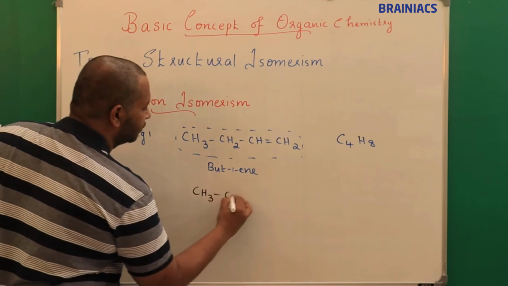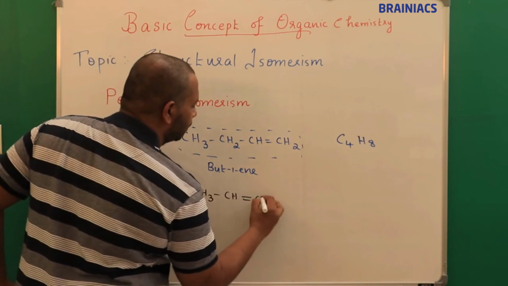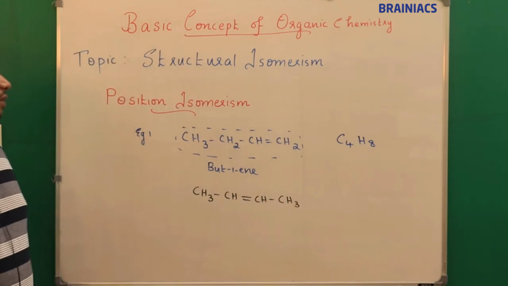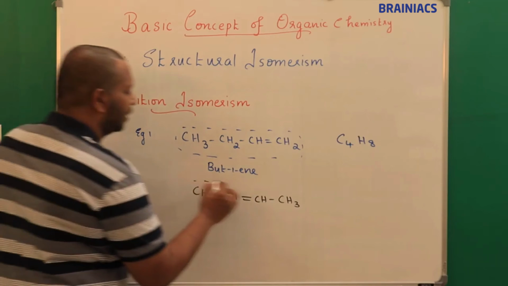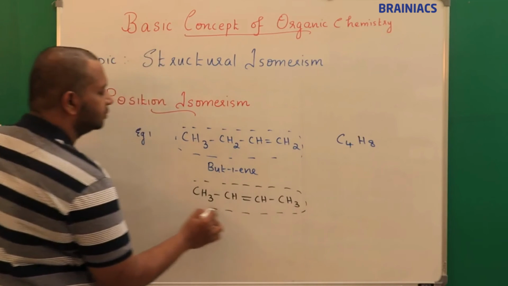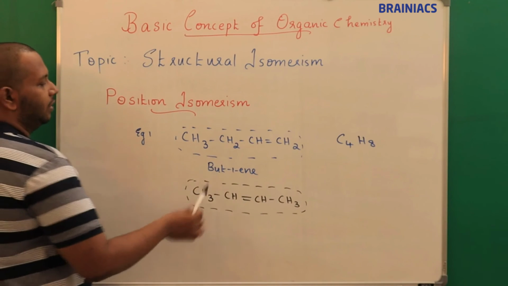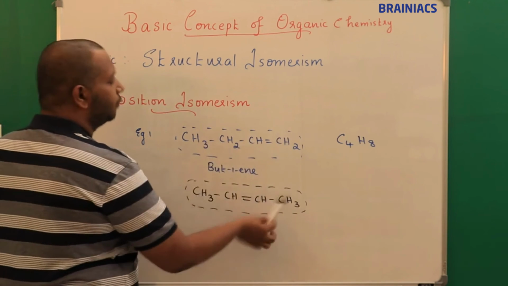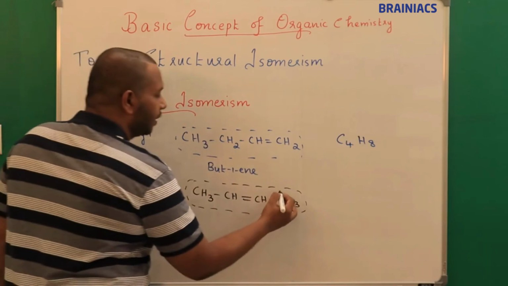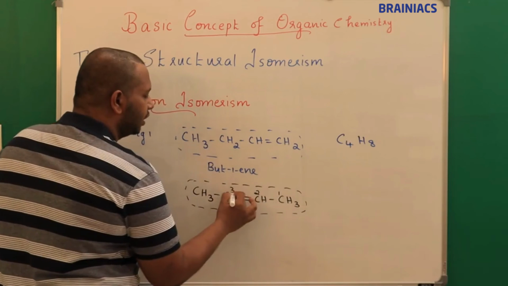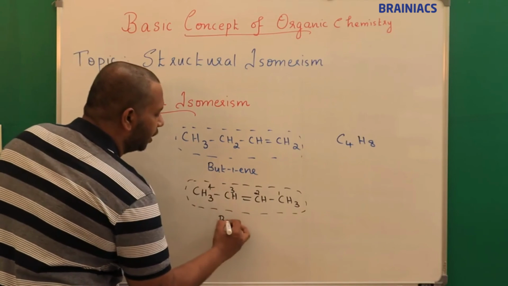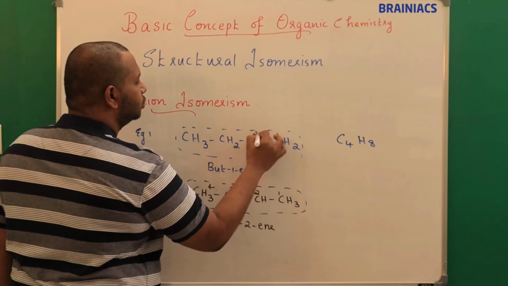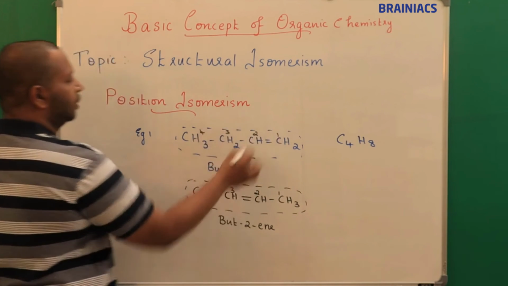CH3 CH double bond CH CH3. This is the compound. Now how can you relate this? Again I will select this as my parent carbon chain. Now if you see in this parent carbon chain, 4 carbon atoms are here, also 1 2 3 4 carbon atoms are there, but while numbering I understood this is 1 2 3 4. So the compound name is butene. Here it was 1 2 3 4, that's why but-1-ene.